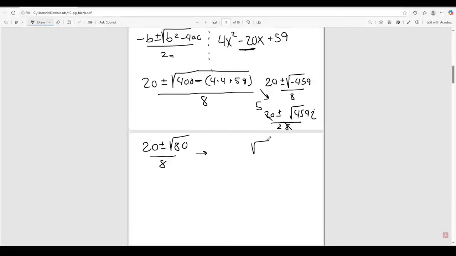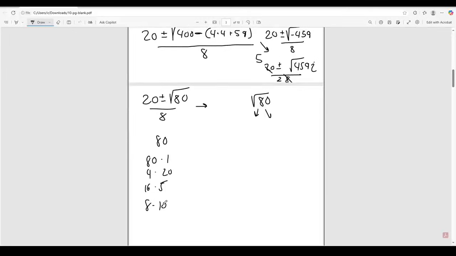Whenever you have the square root of a number, always check if you can factor it using a perfect square. If I look at the square root of 80, I know that 80 is 80 times 1, 4 times 20, 16 times 5, and also 8 times 10. What I end up seeing is that I have two perfect squares as my factors. And whenever you have two perfect squares, you just want to choose the bigger one, okay? And I'll show you why later.